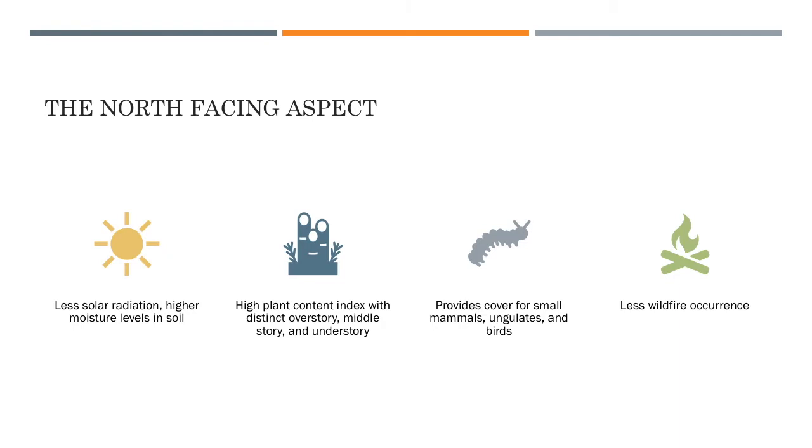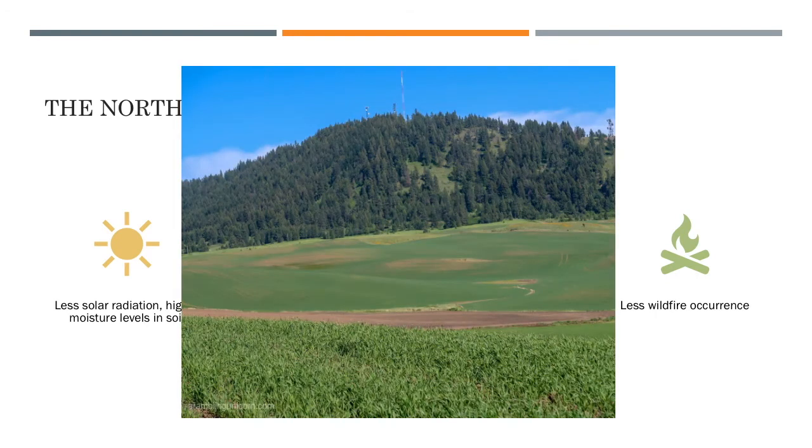The middle story is made up of shrubs such as ocean spray and Pacific ninebark, and the lower story is covered in grasses like Idaho fescue and bluebunch wheatgrass, with some occurrences of other species like woodrose and spirea, along with many others. The high tree coverage provides habitat for small animals such as squirrel, mice, and other small mammals, as well as providing hiding and cover for deer and elk.